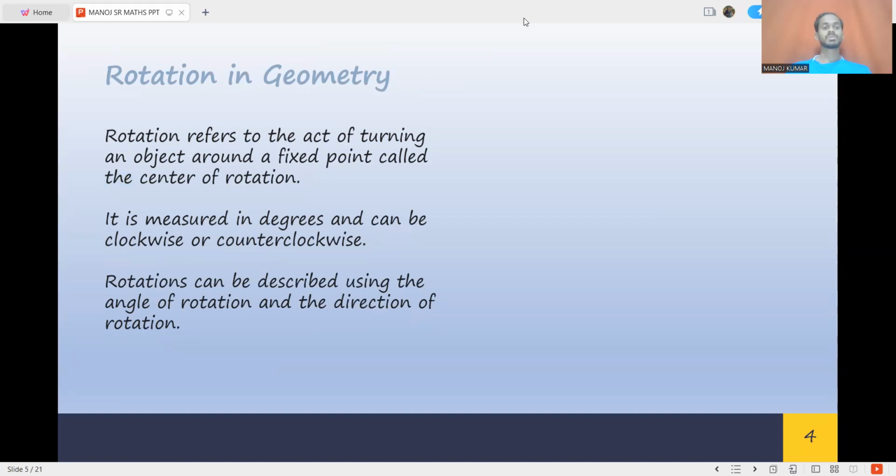Rotation in geometry. Rotation refers to the act of turning an object around a fixed point called the center of rotation. It is measured in degrees and can be clockwise or counterclockwise. Rotations can be described using the angles of rotation and the directions of rotation.